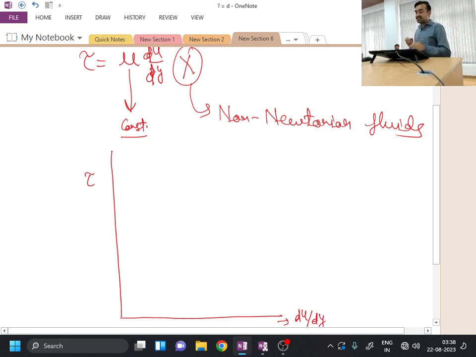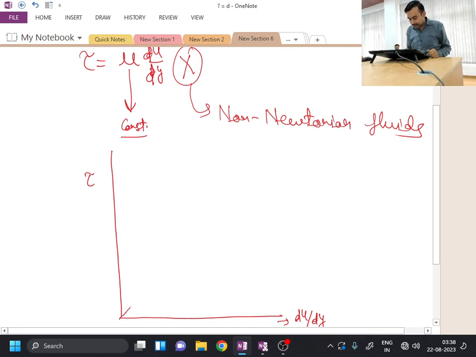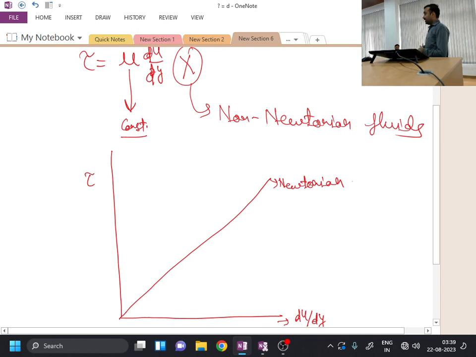If I see this particular curve, for Newtonian fluids, as I already told you in the previous lecture, that relationship is directly proportional and mu is constant. So I will have a straight line, something like this. This is for a Newtonian fluid. Up to this point we have studied in detail. Now one important point: you are seeing that this line is passing through the origin.